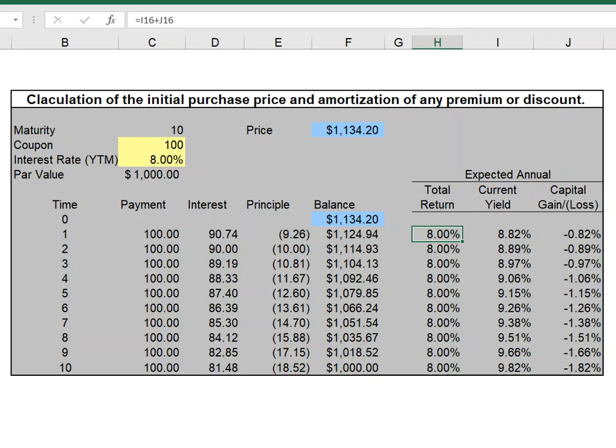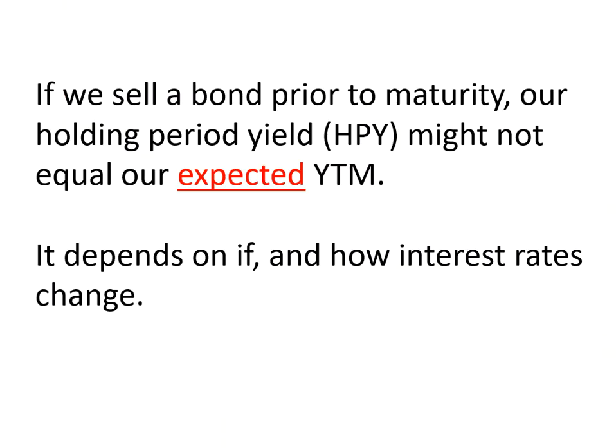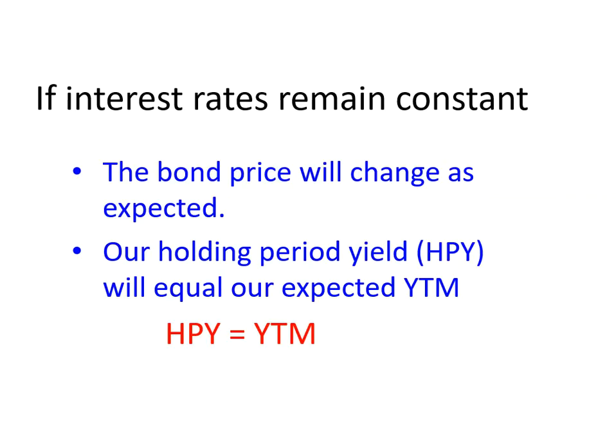to maturity. Things get more interesting if we sell a bond prior to maturity. Our holding period yield, what we actually earn, might not equal the expected yield to maturity. It will depend on if and how interest rates change. If interest rates remain constant, our bond price will change exactly as we expected it from our bond amortization table, and our holding period yield will equal our yield to maturity.